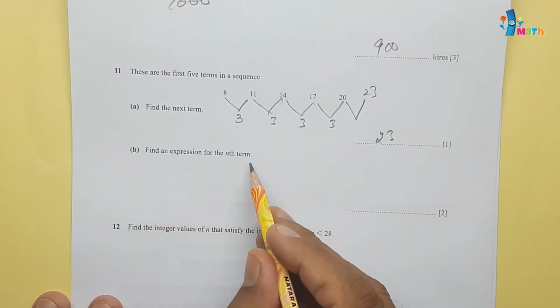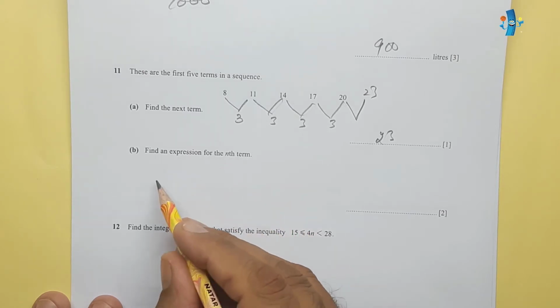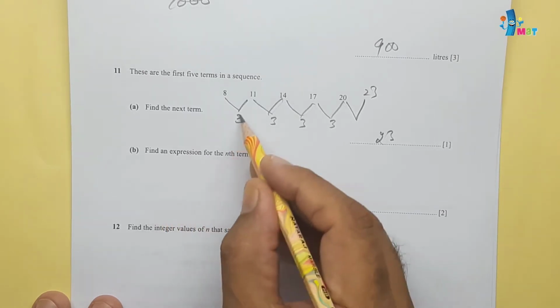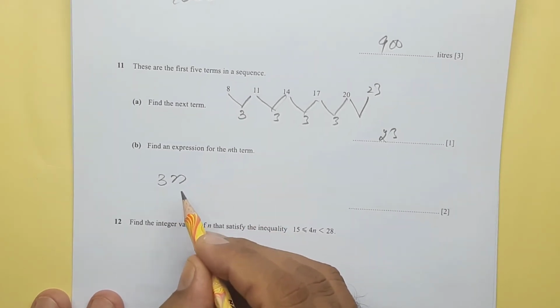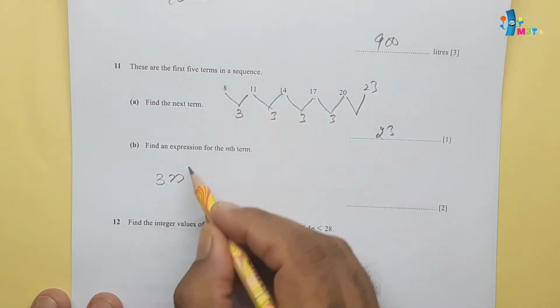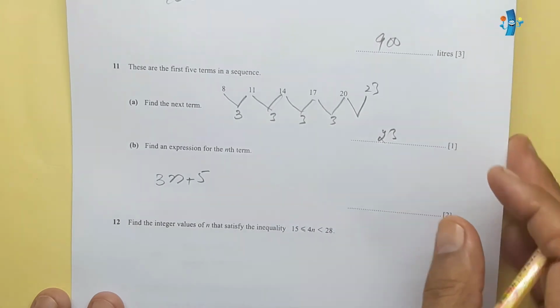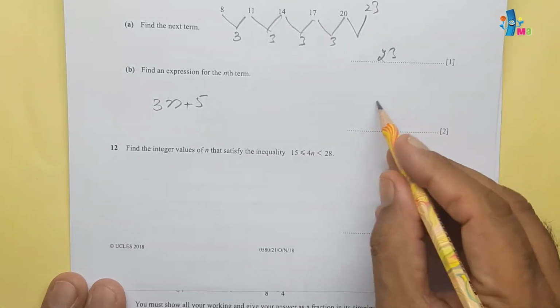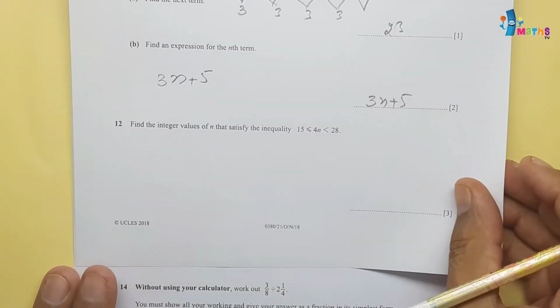Find an expression for the nth term. So for the nth term, the difference is 3, so 3n, and if we replace n is equal to 1, we will get 3, but we require 8. So plus 5 will result in 8. So our answer will be 3n plus 5. 3n plus 5.